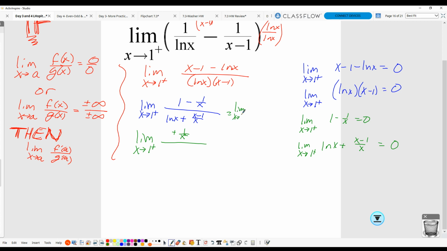I'm going to rewrite this one so that we can do the derivative of the denominator more easily. Are you guys okay that I split x minus 1 over x into x over x minus 1 over x, and reduce the x over x to 1? So that just becomes 1 minus 1 over x. Good?